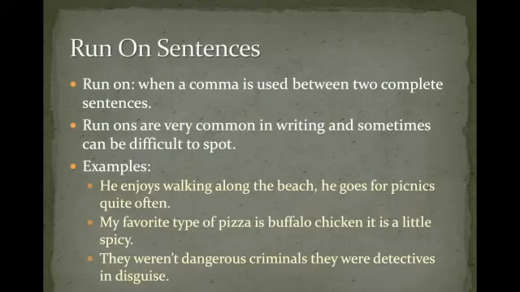My favorite type of pizza is buffalo chicken, it is a little spicy. Again, two complete sentences, two subjects, two verbs, two complete thoughts. My favorite type of pizza is buffalo chicken. And the second sentence, it is a little spicy. They weren't dangerous criminals, they were detectives in disguise. Again, I've got two subjects, two verbs, and two complete thoughts here. They weren't dangerous criminals, and they were detectives in disguise are two complete thoughts.